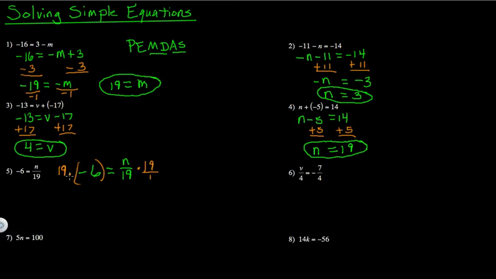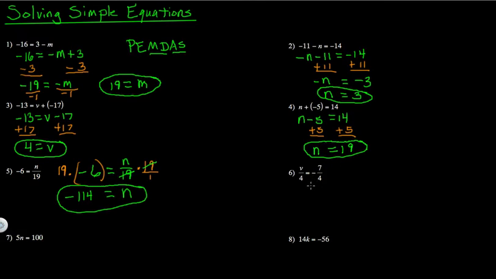All right, so on the left, we have 19 times negative 6. 19 times negative 6 is negative 114. And on the right side, excuse me, that's on the left side. And on the right side, we're multiplying fractions, but we can simplify because here we have 19 over 19. So that cancels, just leaving us with n, and that is our answer. This is n over 1, which of course is just n.